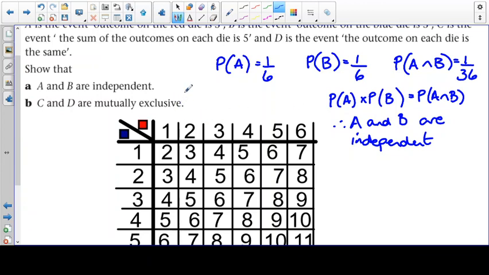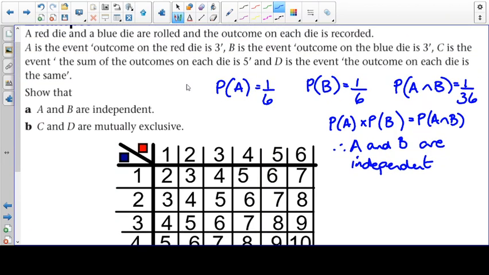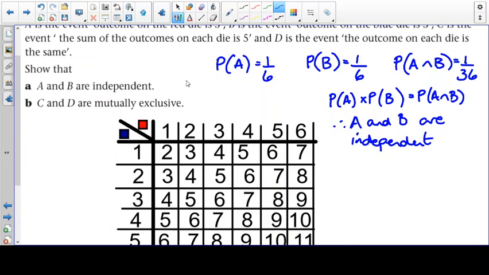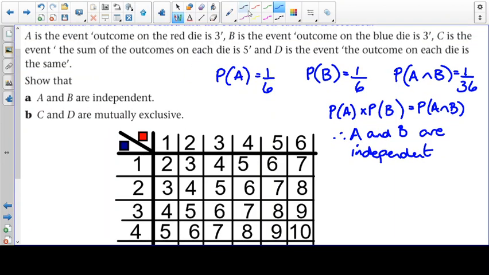Okay, and then for part B, C and D are mutually exclusive. So if they're mutually exclusive, they can't happen at the same time. Either we need to show that there's no intersection, or we need to show that the union is just one plus the other.